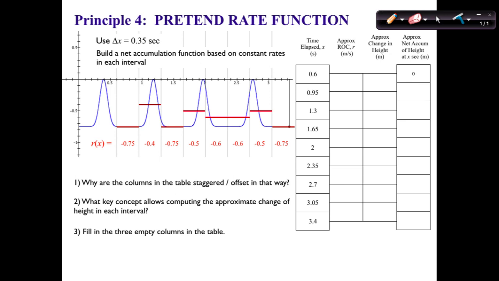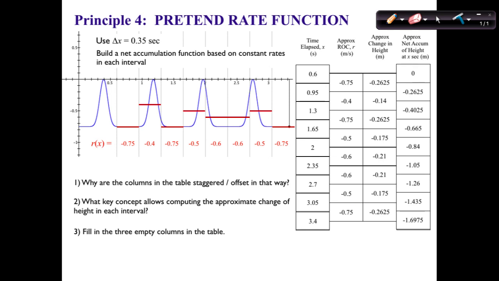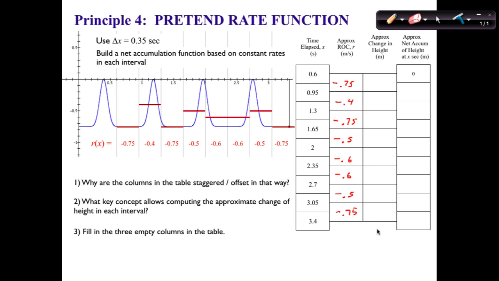So first of all, why are the columns staggered and offset in the way that I've done that? There's a reason. It makes sense to do it this way. Why are these 2 middle columns staggered and offset, and then this last column is back to like the first one? What key concept allows for computing approximate rate of change? The second column, the first one you fill in, those are the rates that we picked for each interval.